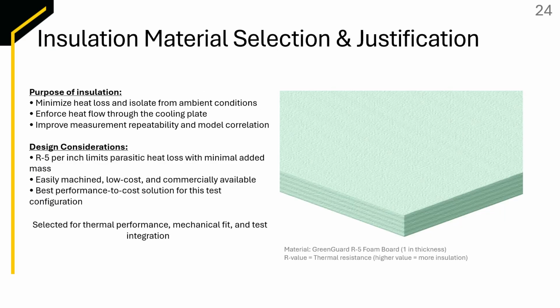For insulation material selection and justification, the purpose of insulation is to minimize heat loss and isolate from ambient conditions. It's also to enforce heat flow through the cooling plate. It also improves measurement repeatability and model correlation. For a design consideration, an R5 per inch foam limits parasitic heat loss with minimal added mass, is easily machined, with low cost and commercial availability. It's the best performance to cost solution for this test configuration. This was selected for thermal performance, mechanical fit, and test integration.